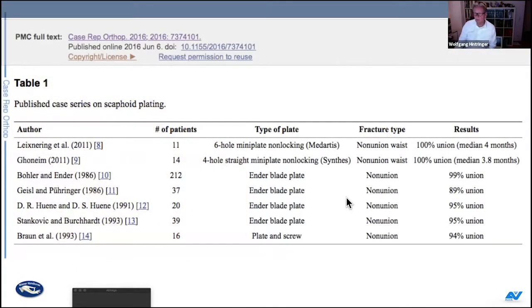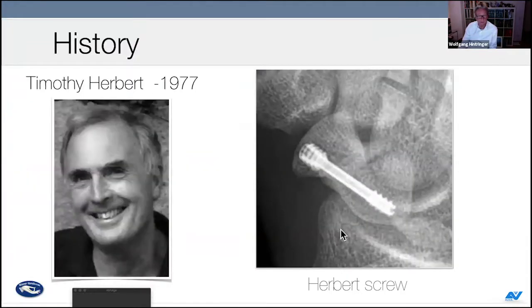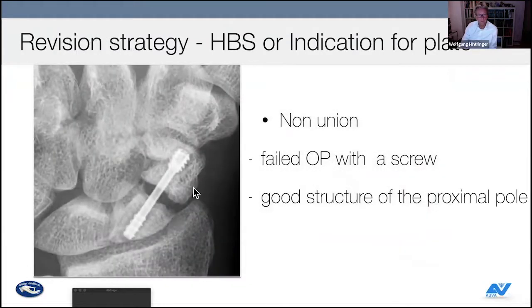You can see here the result from other authors. They were pretty good, but this plate, when the Herbert screw came on the market, disappeared from the market. And see here healing rates from 99, 89, 95, 95, 94%. That's pretty good. And as you know, in 1977, the Herbert screw was invented by Tim Herbert.